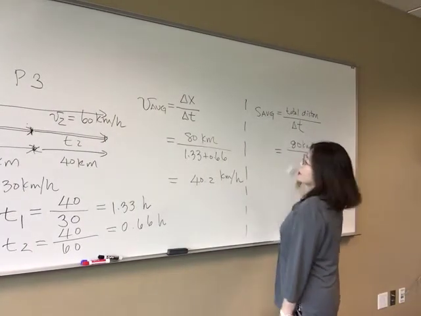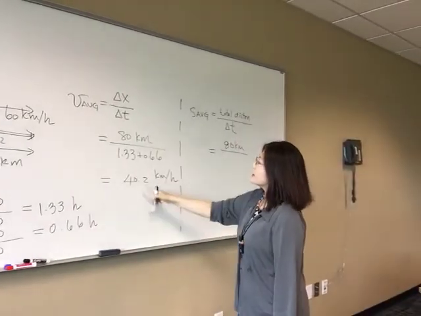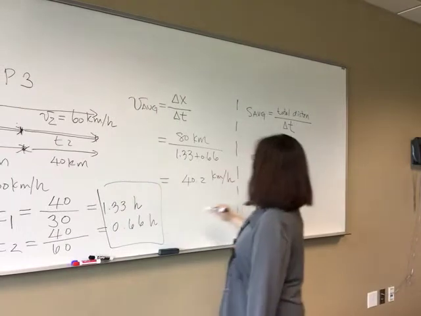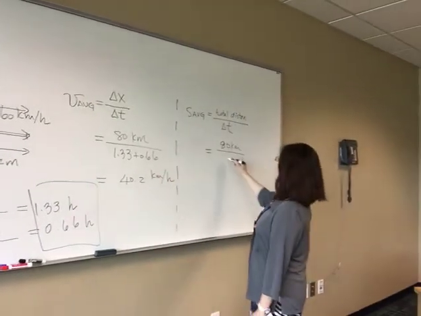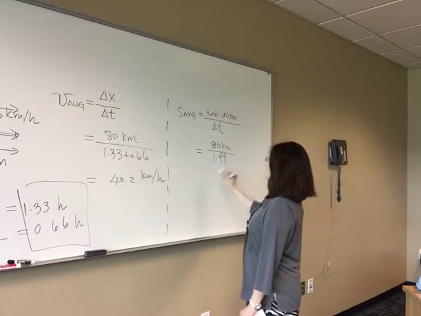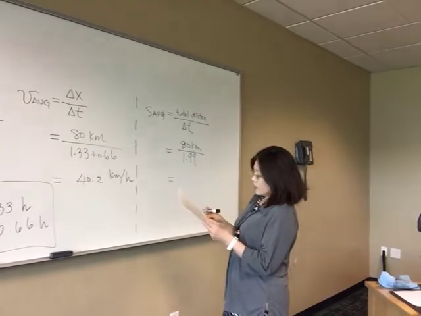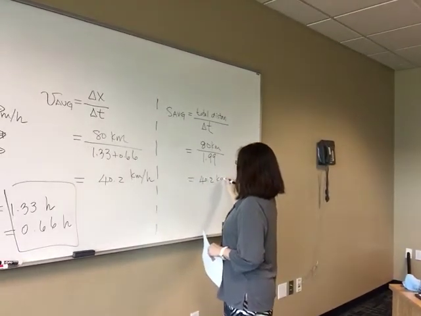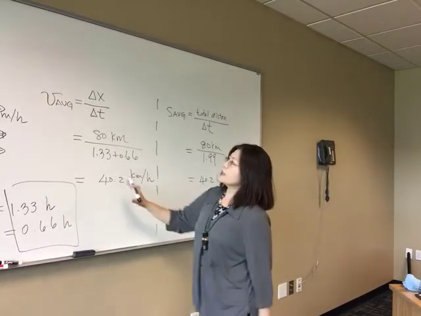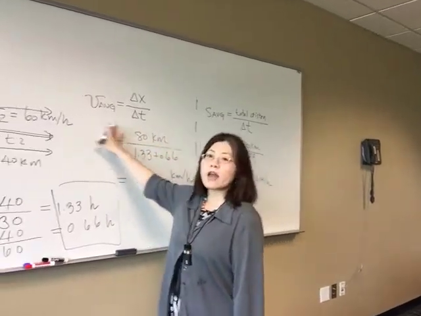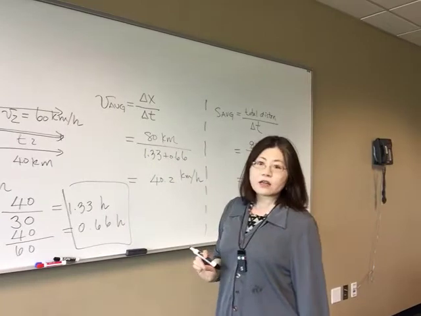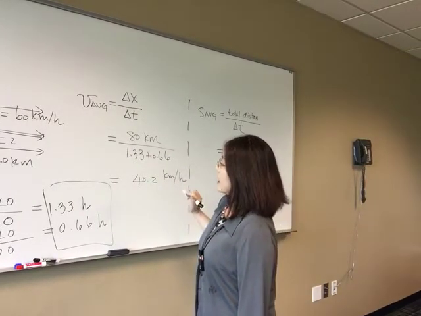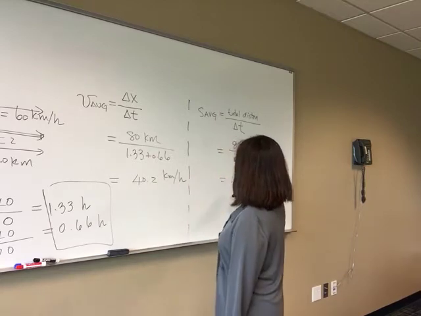And then your delta T, what is your delta T? Your delta T again does not change. That will be T1 plus T2. So you still have 1.99 hours. So after you do the math, you still get 40.2 kilometers per hour. So in this case, you can see that the average velocity and the average speed are exactly identical. It may not always be the case. Okay, so that's that one.